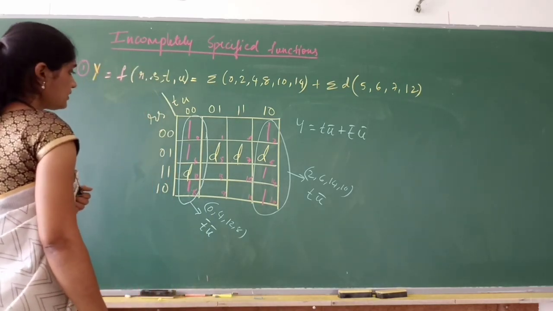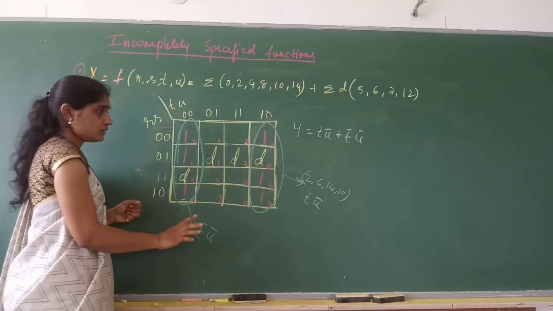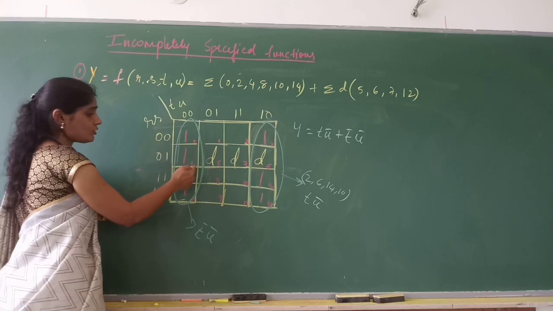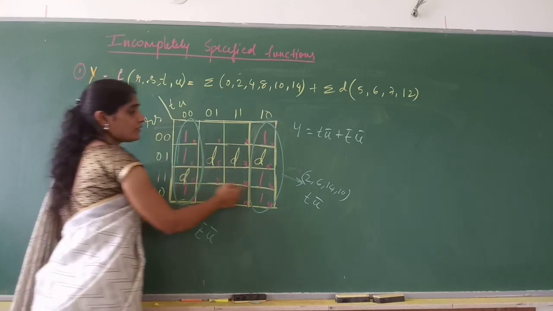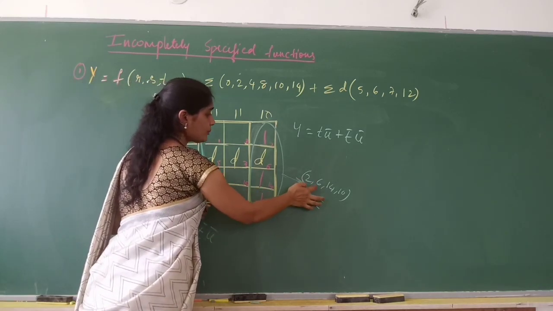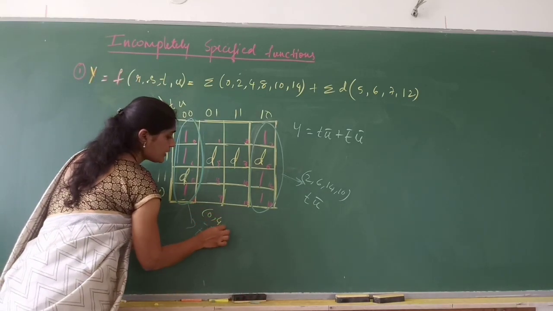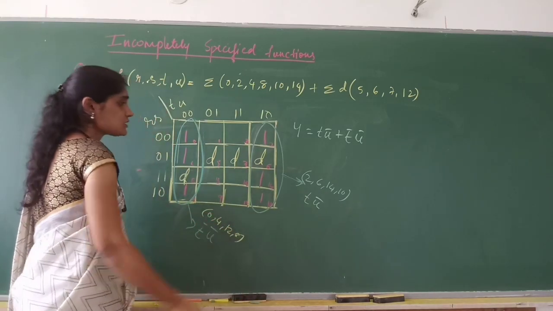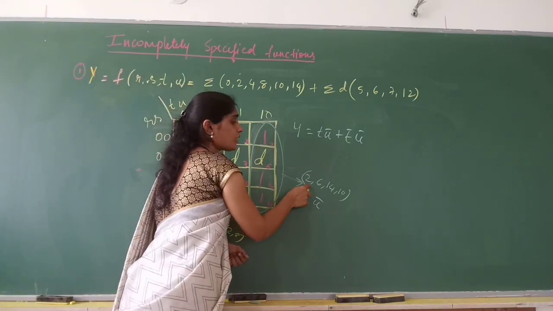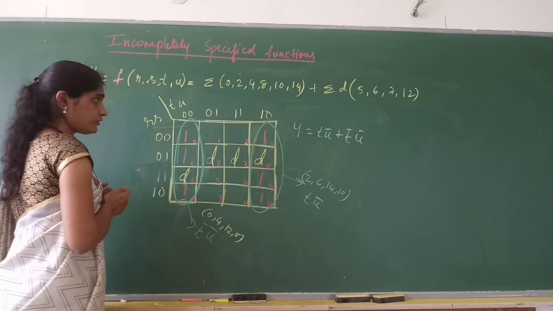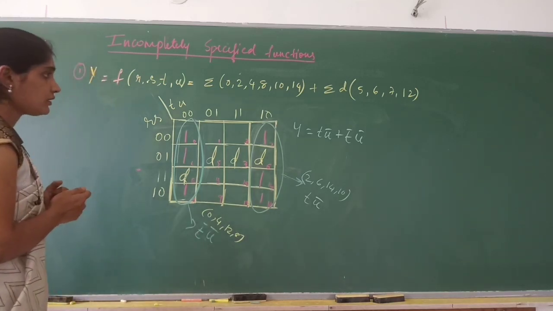Yes. Now look here. We have got T bar U bar by grouping 0, 4, 8 and 12. We have got T U bar by grouping 2, 6, 14 and 10. This is the grouping equation we have got by grouping 2, 6, 10, 14. And what is the equation we have got? Y is equal to T U bar plus T bar U bar, right?